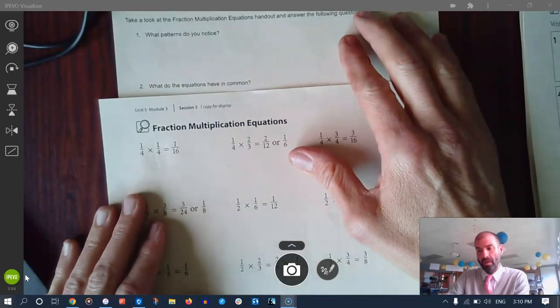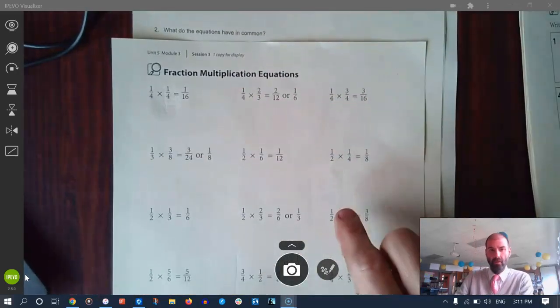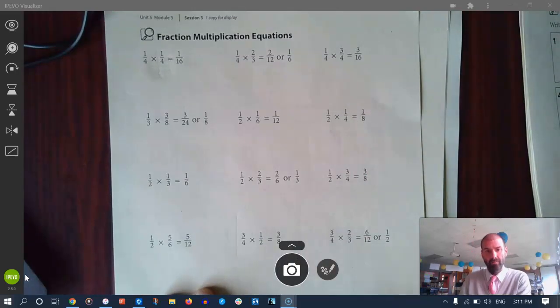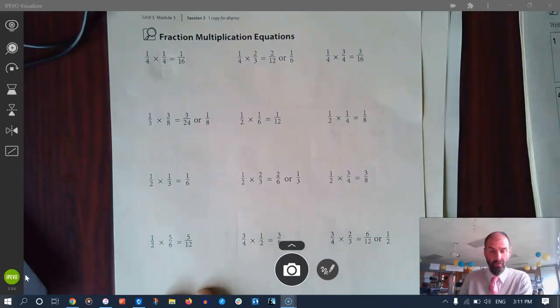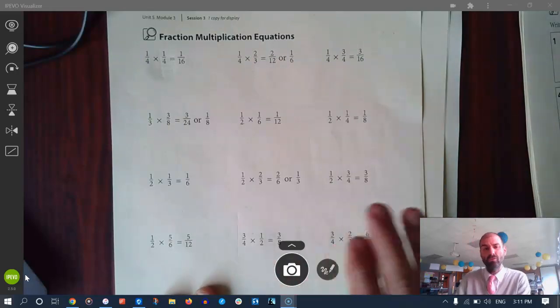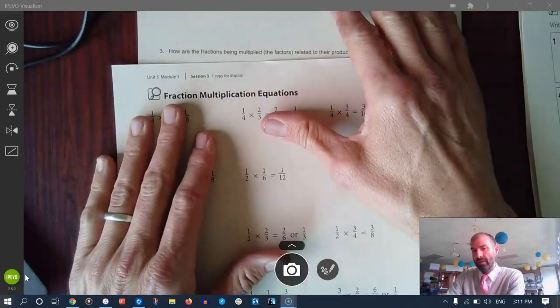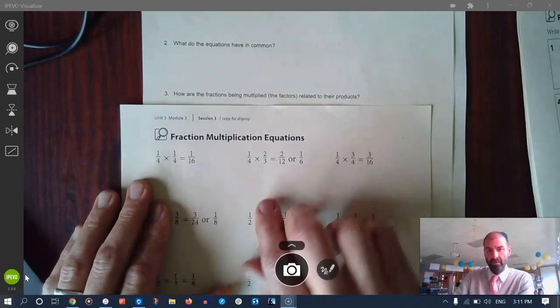Second thing, what do the equations have in common? So everything is an equation. Do you see anything that they have in common? That could also be another way to think about patterns. So if you can't see a pattern, what do they have in common? What do you see? And then finally, how are the fractions being multiplied?